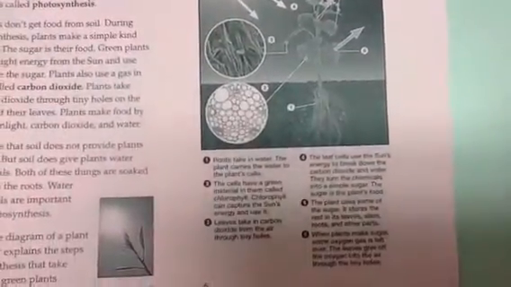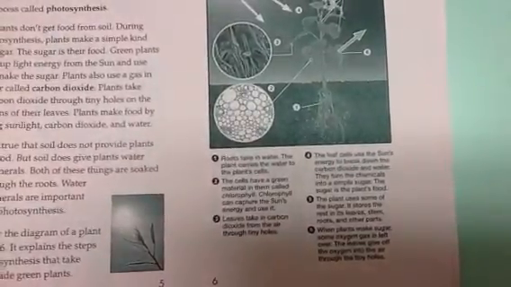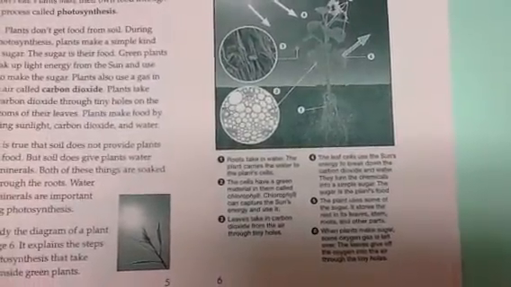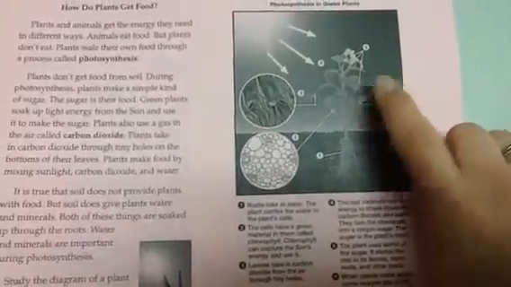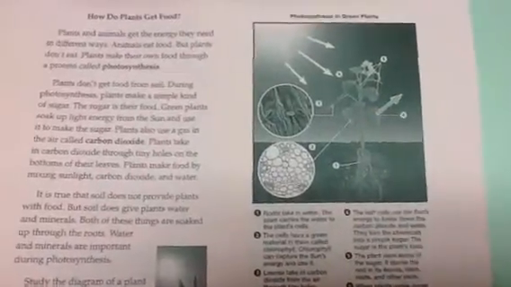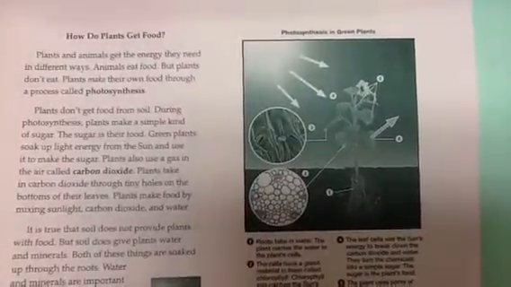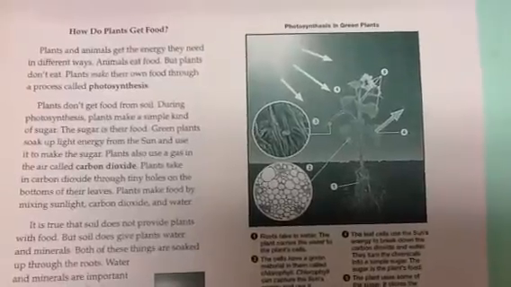Number 5, the plant uses some of the sugar and stores the rest in its leaves, stem, roots, and other parts. Number 6, when plants make sugar, some oxygen gas is left over. The leaves give off the oxygen into the air through the tiny holes. So number 6 is an arrow pointing out, meaning the oxygen is leaving. My title is Photosynthesis in Green Plants. So this tells me how photosynthesis happens in green plants.